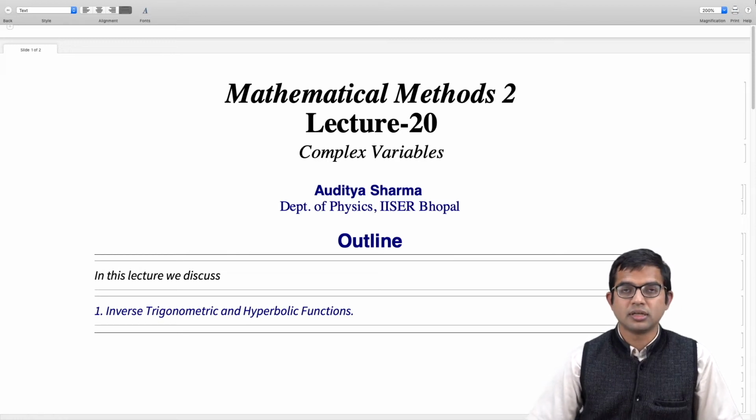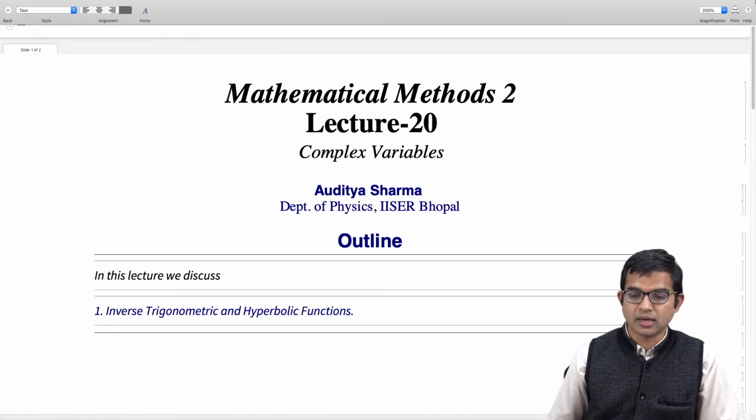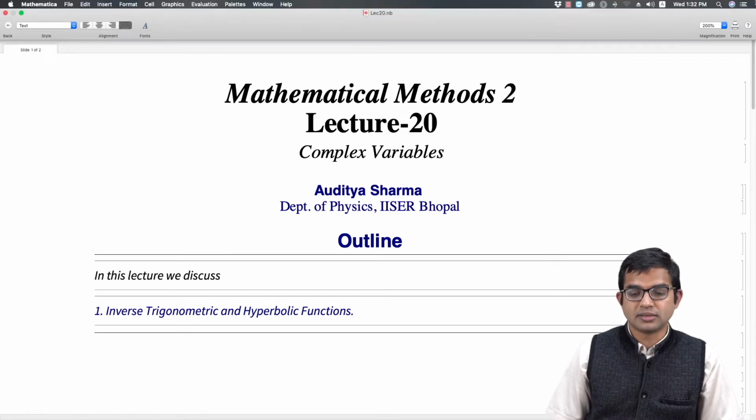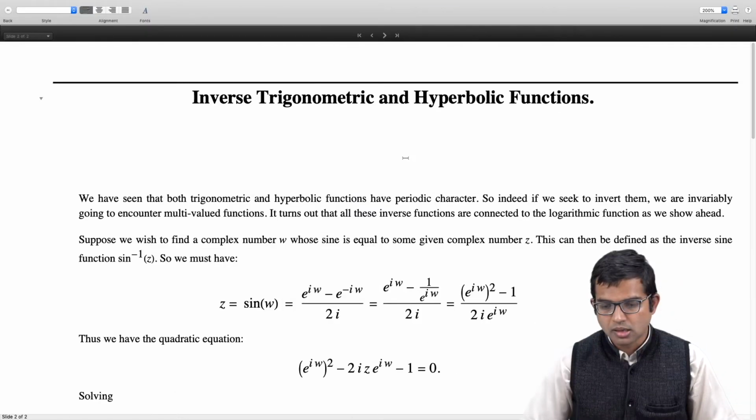And so it turns out that it is possible to find such a complex number, but in fact, in general, there are going to be lots of complex numbers all of whose sines are the same, right? So we will end up with what are called multi-valued functions, and these are all connected to the log function and its multi-valued nature, right? So it is some of these properties that we discuss in this lecture.